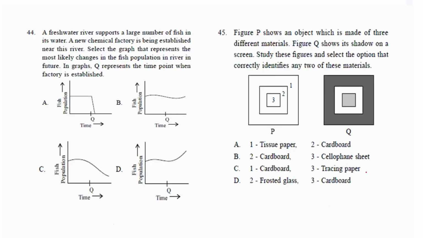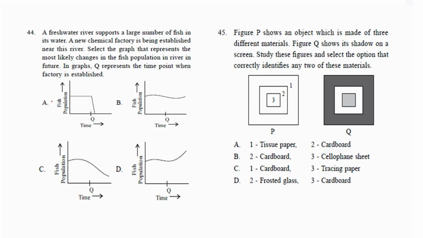Coming to question number 44. Question number 44 says, a freshwater river supports a large number of fish in its water. A new chemical factory is being established near this river. Select the graph that represents the most likely changes in the fish population in the river in the figure, right? So let's see. Q is the point where the new chemical factory has been established.